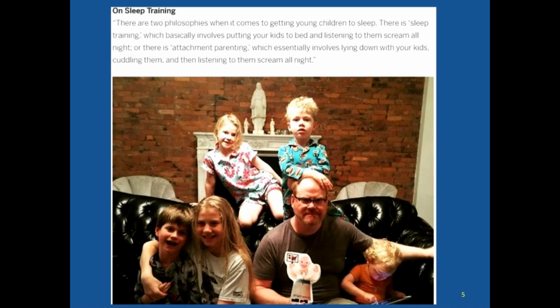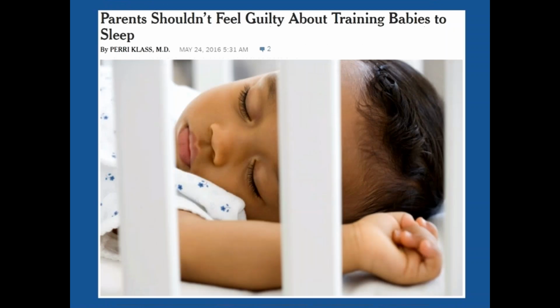So Jim Gaffigan has one of my favorite quotes. He says, there's 2 philosophies when it comes to getting young children to sleep. There's sleep training, which basically involves putting kids to bed and listening to them scream all night. Or there's attachment parenting, which essentially involves lying down with your kids, cuddling them, and then listening to them scream all night. I'm in that latter camp.